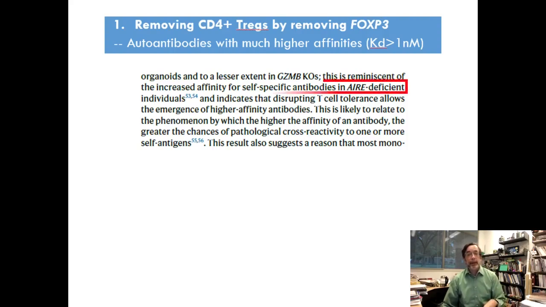And notice that what's happening here is they knock out part of the Tregs and they end up with self-specific antibodies. Isn't that just like the case study for the AIRE gene that we had, where the child Robert Jordan, a pseudonym, who was AIRE deficient, had self-specific antibodies? You're seeing more antibodies and they're tighter binding. And it looks like you're seeing the exact same thing going on here. In other words, what AIRE does for negative selection might be the same thing that GZMB does for peripheral tolerance.